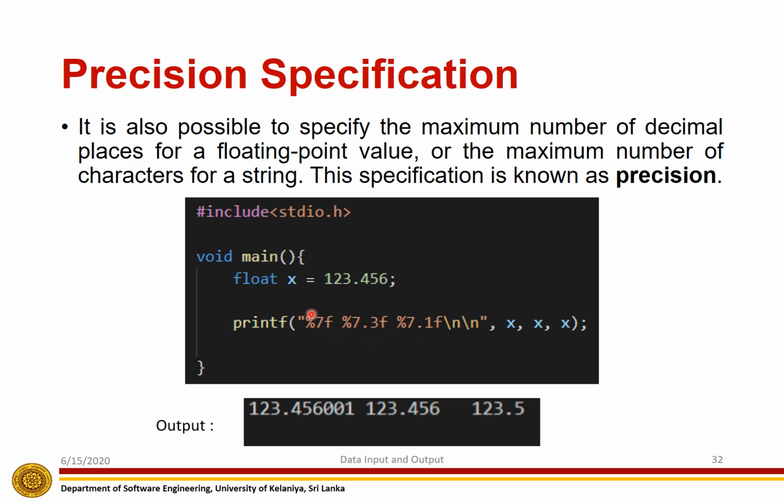In the first one it is not mentioning decimal places, so it gives the default number of decimal places. In the second one there are 3 decimal places, so 3 decimal places will be displayed. In the last one only 1 decimal place, so this will be rounded off, 6 to 5 and the 5 to 4, so 123.5. This is rounded off because there is only 1 decimal place here. And also the leading blanks are added to fill the specified minimum field width, 7 characters here.